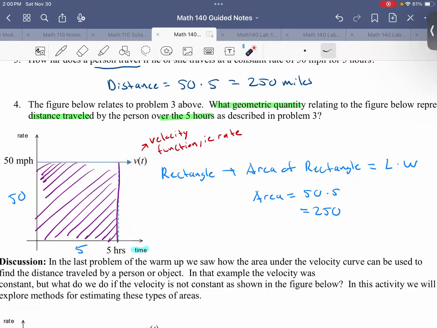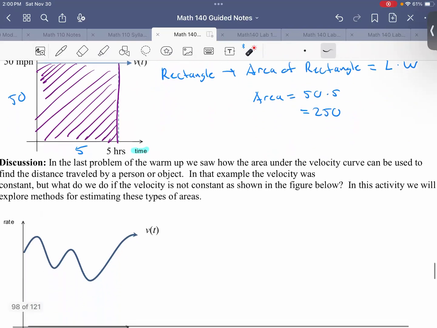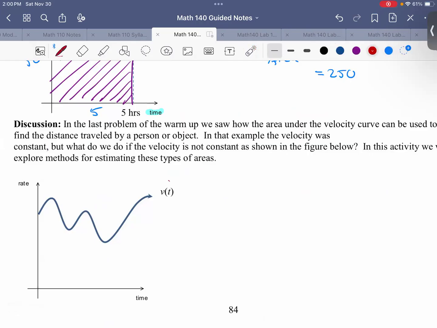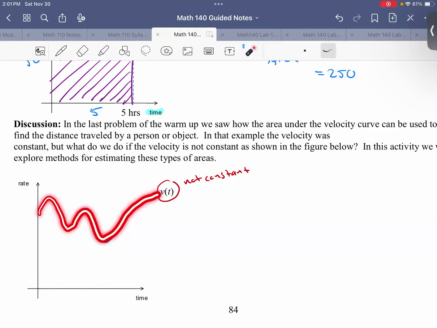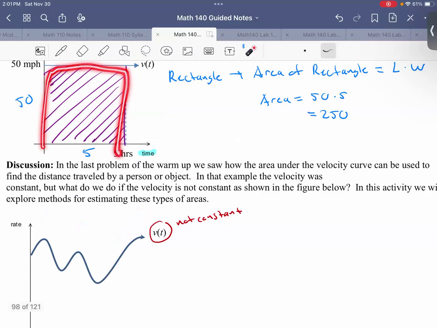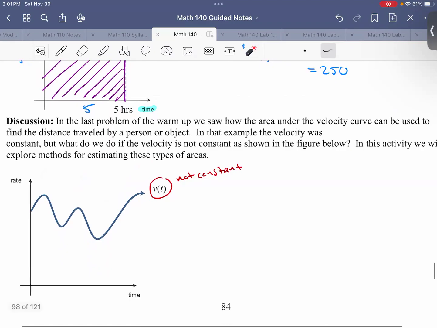But what if the velocity function is not constant? As we look at the graph here, it goes up, down, and so on. It's not a perfect rectangle like we have above. It's not a clean geometric shape. So what do we do if the velocity is not constant?